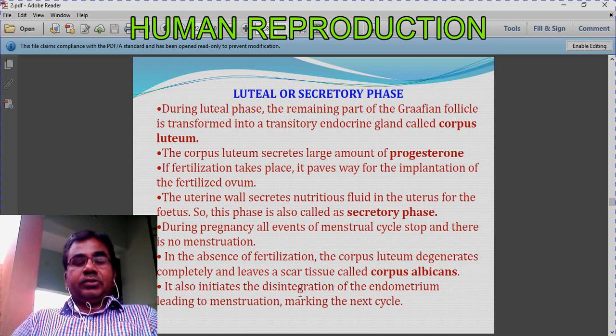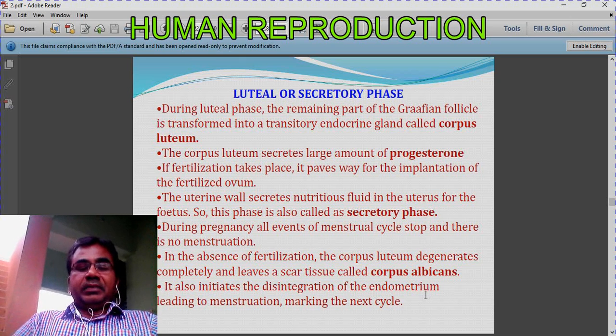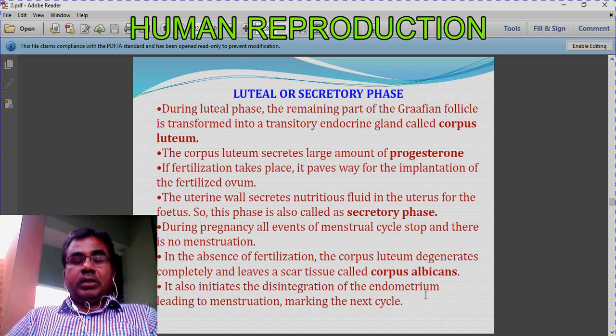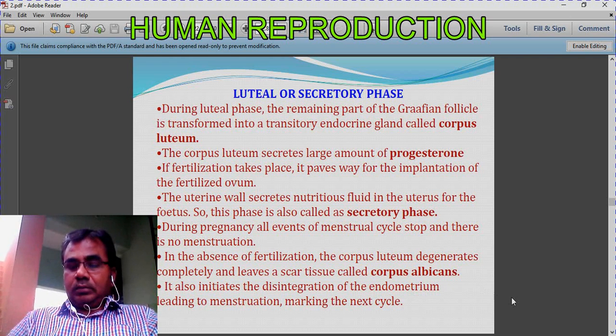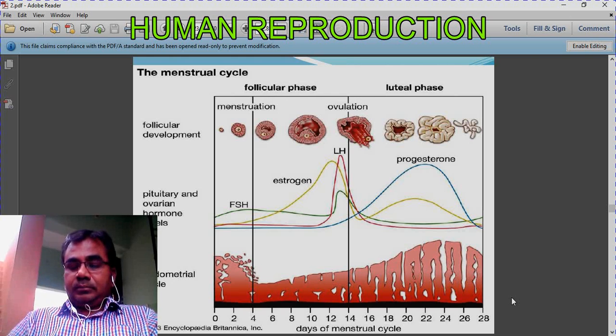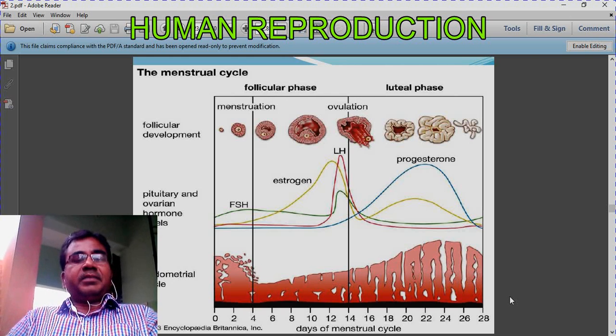Okay, if there is no fertilization, the disintegration of the endometrium leads to menstruation, marking the next cycle. If there is no fertilization, the blood vessels in the endometrium degenerate and rupture, and there will be bleeding, and it will be the start of the next cycle. So, okay, are you clear about these four phases of the menstrual cycle?